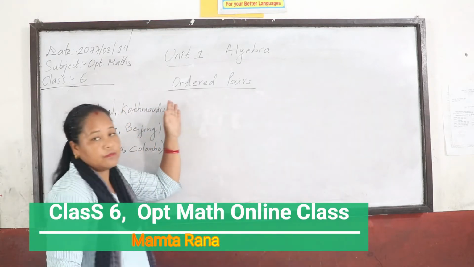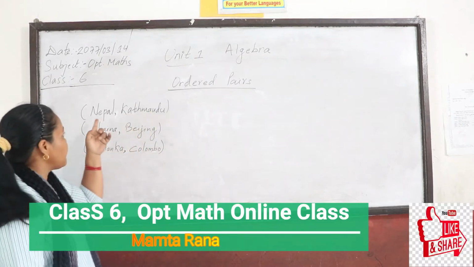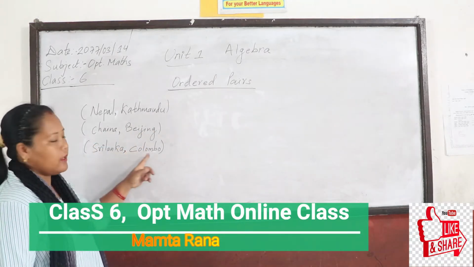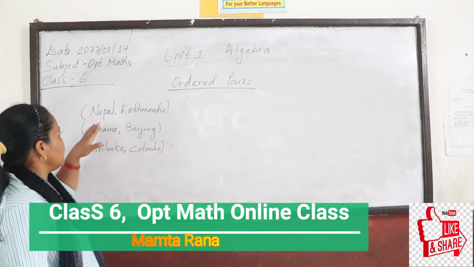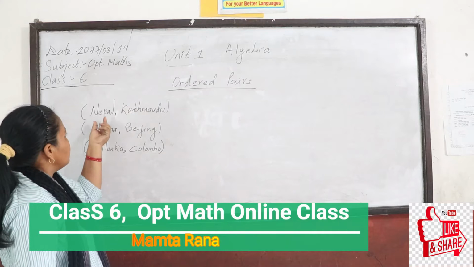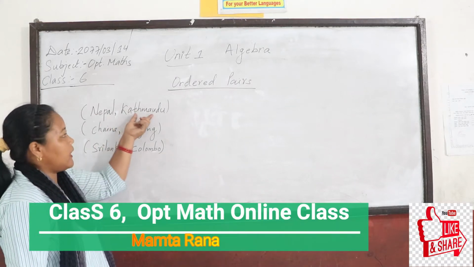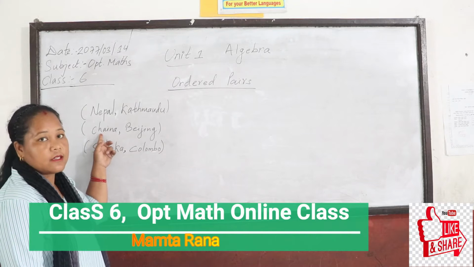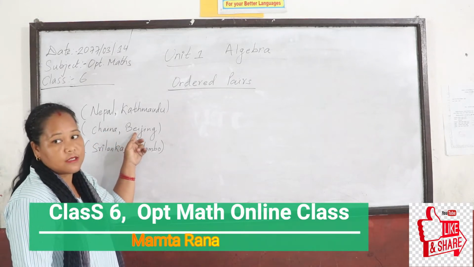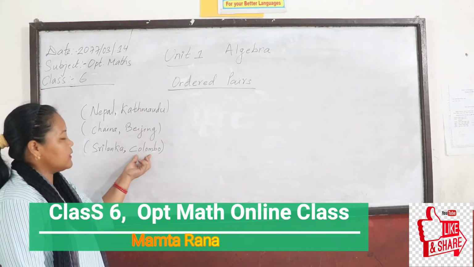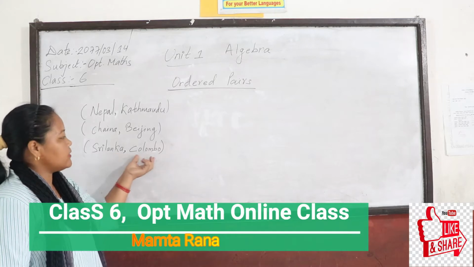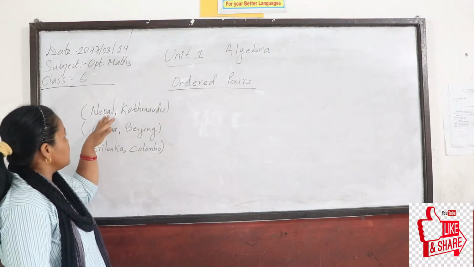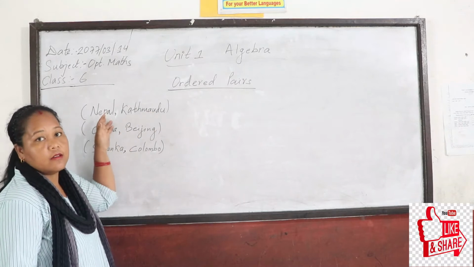And I have written here some order pairs. You can see here Nepal, Kathmandu, China, Beijing, and Sri Lanka, Colombo. Yes? Here in pair, one component is the country's name and another component is its capital city. Here China, country's name, and Beijing is capital city. Sri Lanka, country, and its capital city is Colombo. It means order pair means we have to write the collection in order.